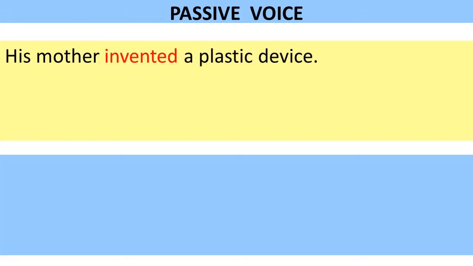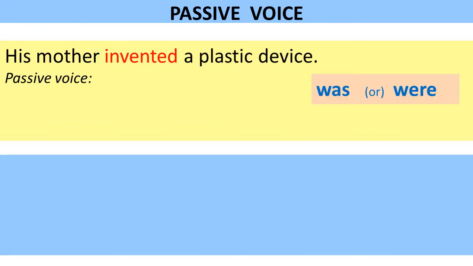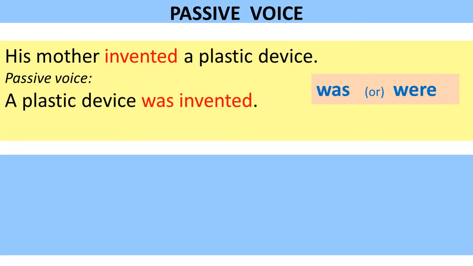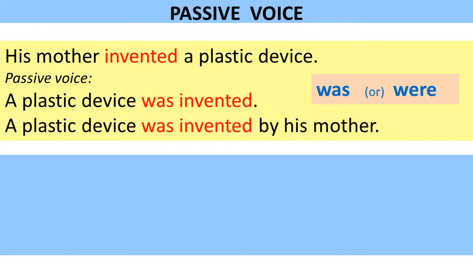Go through one more example. His mother invented a plastic device. If you write the passive sentence of this active voice sentence, before that we should find out whether we should use was or were, because it is mandatory in passive voice that the verb should be written using be form when there is no be form, such as is, are, was, were. Out of these four, we should use one word. And it was in the past tense, so we have two chances, that is was and were. Here plastic device is singular, so we used was. A plastic device was invented by his mother.